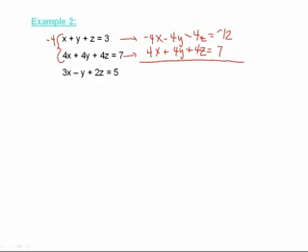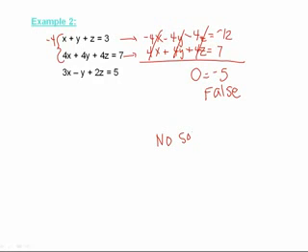And when I do that, something strange happens. That cancels, that cancels, that cancels. So on this side I have 0, and on this side I have negative 5. Well, I don't have a variable anymore. And is this a true statement or a false statement? Well, it's a false statement. Right, my pretty handwriting. There we go. And so if it's a false statement, then just like before, the answer is no solution.